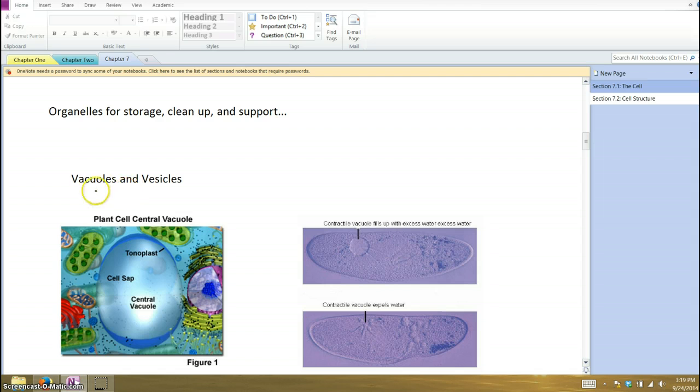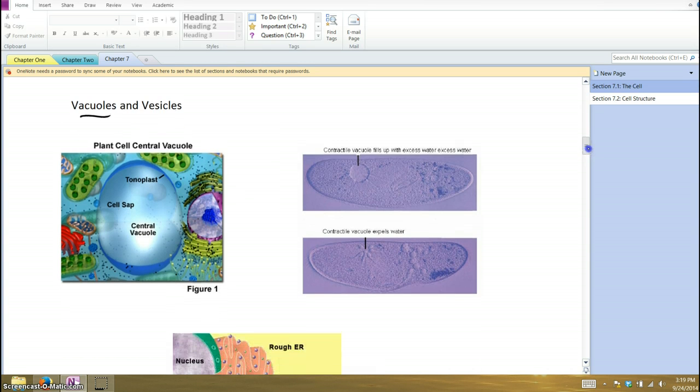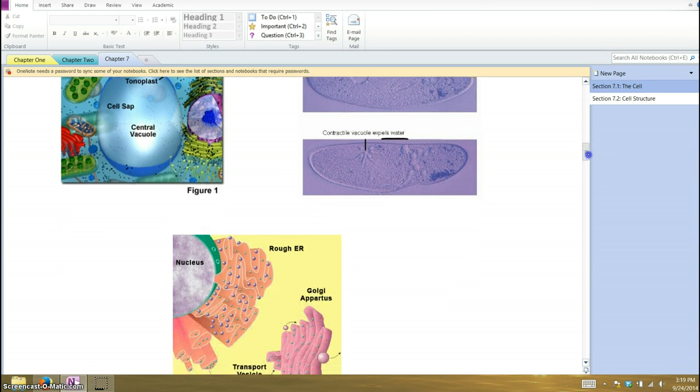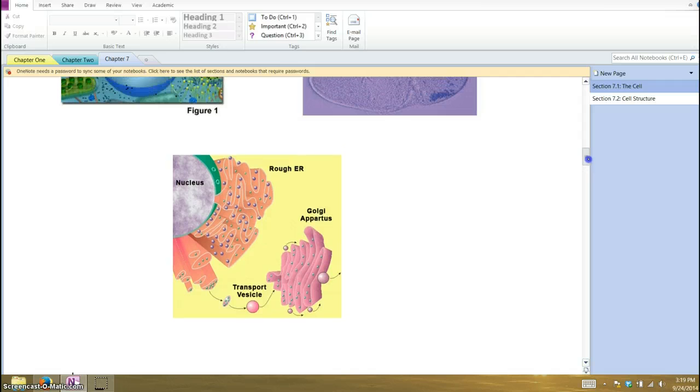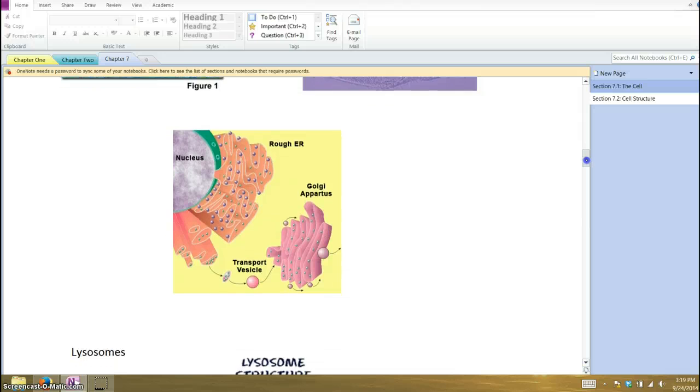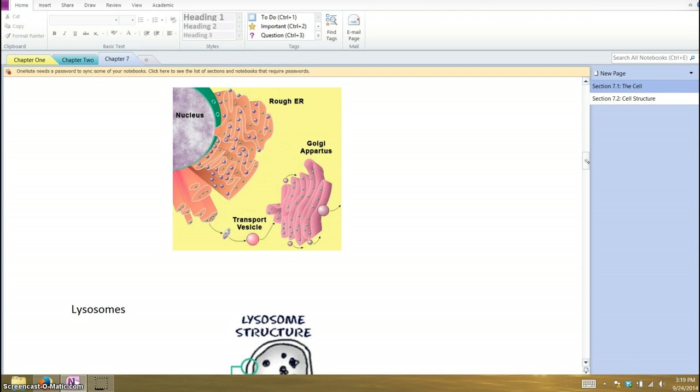Some are storage, particularly vacuoles, which often are used for storage. Here's the large central vacuole of a plant where mostly water is stored. Some organisms, like this example of a protist, otherwise known as a paramecium, have a contractile vacuole whose job is to absorb excess water and then basically expel it from the cell. Oh, and vacuoles are surrounded by a membrane. Vesicles are smaller membrane-bound structures whose job is primarily to move things around.